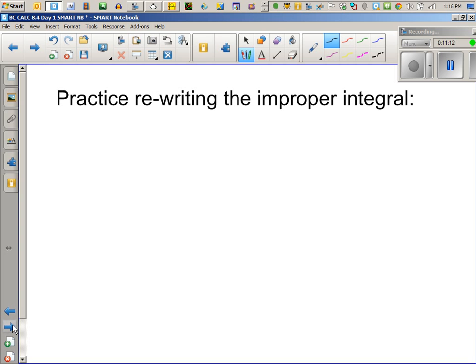Okay. So the next slide is you have to practice rewriting your improper integrals. Okay? This is probably the only hard part at all about this entire lesson. And even this isn't that hard. Okay, so for example, let's say you're given this problem.